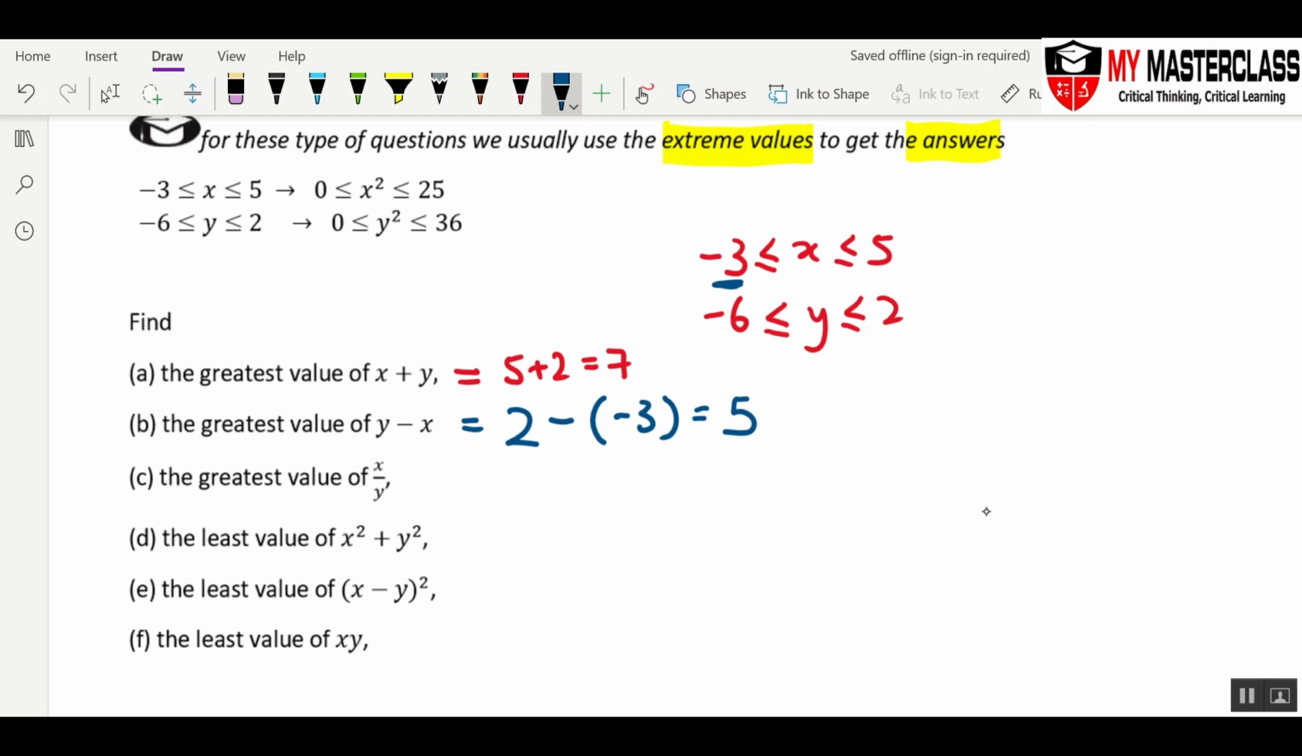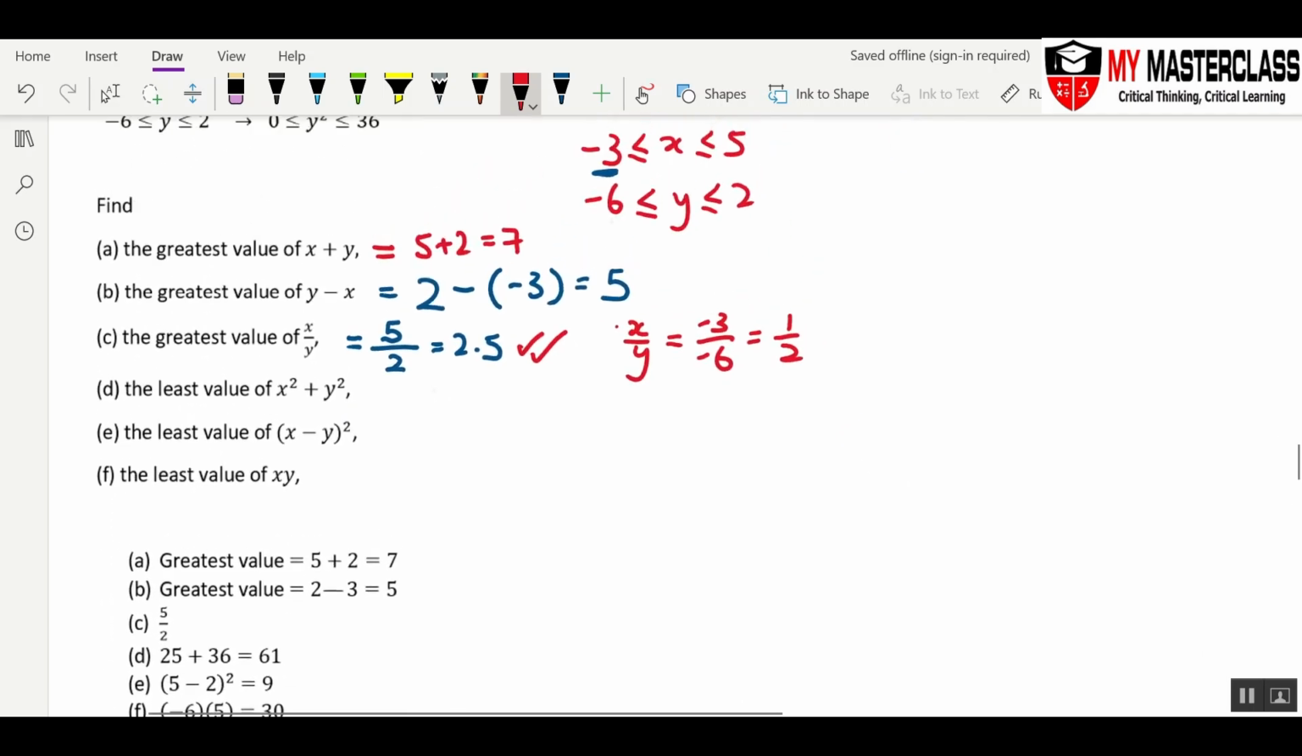Okay, the greatest value of x over y. This kind of question, there are two possibilities. If I want the greatest value, I use the greatest value of x over the greatest positive value of y. So 5 over 2, and that is equal to 2.5. Now let's check whether the -1 can give you a bigger value. Because if I want x over y, I can also use -3 divided by -6, because negative divided by negative will give positive. But this is equal to half. Which gives you the biggest value? It is still 2.5 that wins.